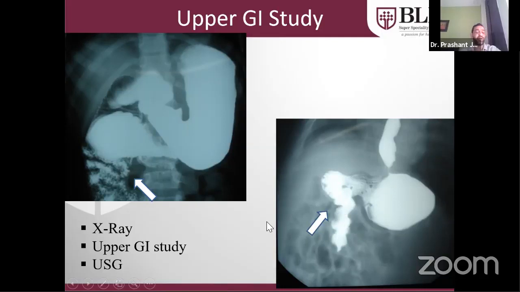Sometimes you can also do an ultrasound color Doppler in these patients, and you can look for the position of the superior mesenteric artery and vein. Normally, the superior mesenteric vein lies on the right side and the superior mesenteric artery lies on the left side. But if you see a reversal of the position on ultrasound, this again is suggestive of malrotation with midgut volvulus.